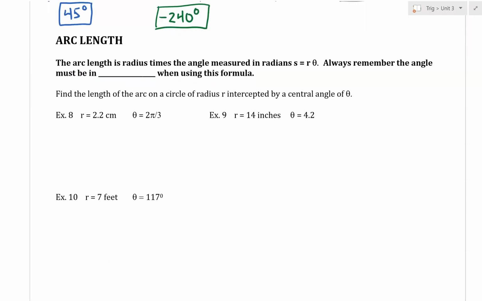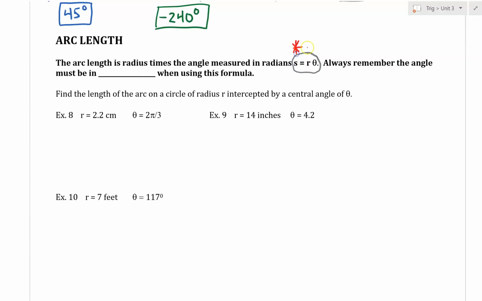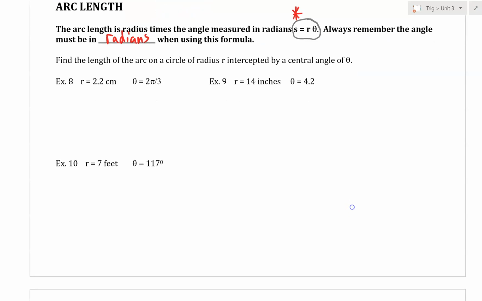So the arc length is radius times the angle measured in radians. This equation right here is something that you're going to need to know, so make sure that you keep your eye on that one. That will be something that will come back. Always remember the angle must be in radians when using this formula.